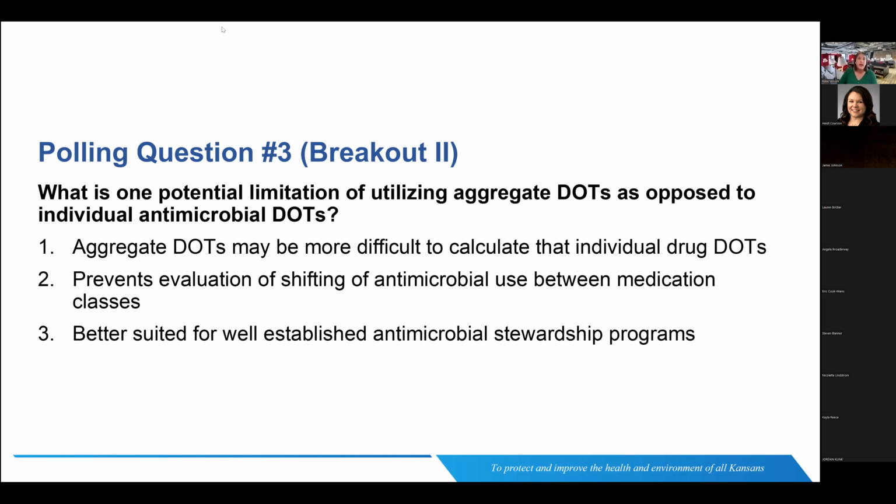Okay, so yeah, aggregate DOTs are typically a little bit easier to calculate than individual antimicrobials. And honestly, aggregate DOTs are a great metric for newer stewardship programs, or stewardship programs that are new to being able to report DOT data. So perfect. Thank you guys.